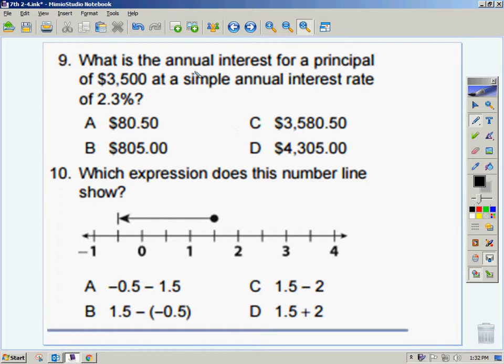Number 9. This is a simple interest problem. I equals PRT. This $3,500, that's my principal. My rate is my percent as a decimal. Remember that if you have 2.3%, I still have to move that decimal 2 places. 0.023.